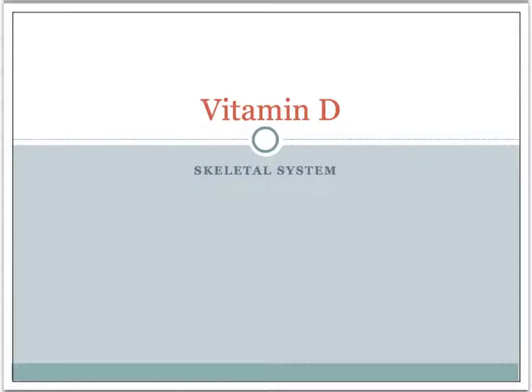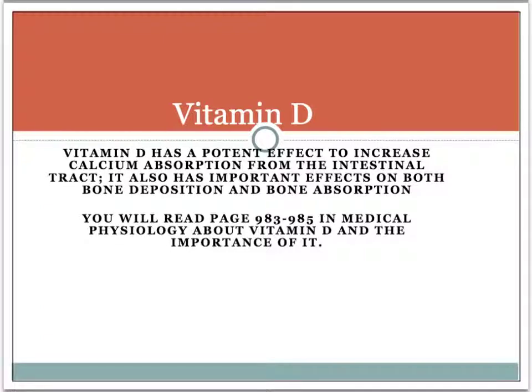Okay, you all have heard of vitamin D. We all know this is very, very important, and that you can get most of your vitamin D from the sunlight. And it also helps to maintain your calcium in your blood. Like I just said, vitamin D has a potent effect to increase calcium absorption from the intestinal tract. So it helps you absorb calcium better, which is why you need to be in the sunlight. You can't just be vampires. It also has important effects on both bone deposition and bone absorption. So it helps those processes go more smoothly.